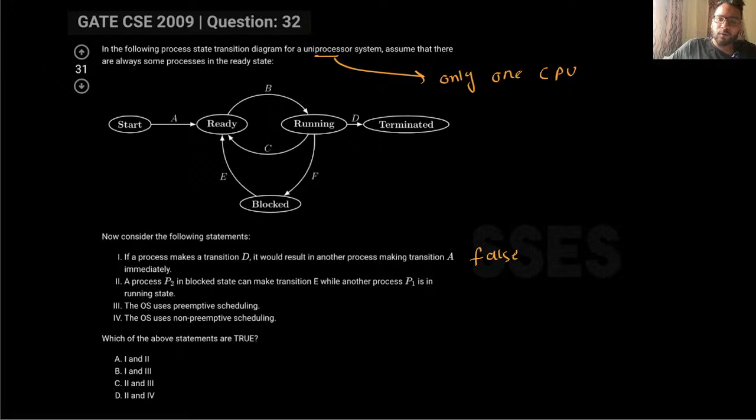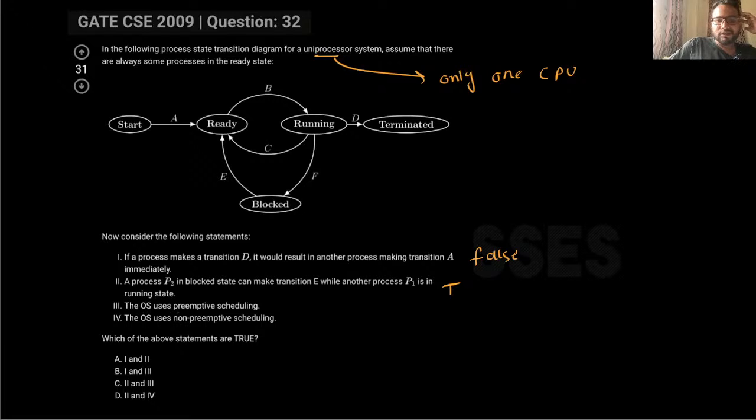A process P2 in blocked state can make a transition E while another process P1 is in the running state. Yeah, that is true. Another process is running, CPU is busy, and then the block is completed, then you can schedule it to the ready state.